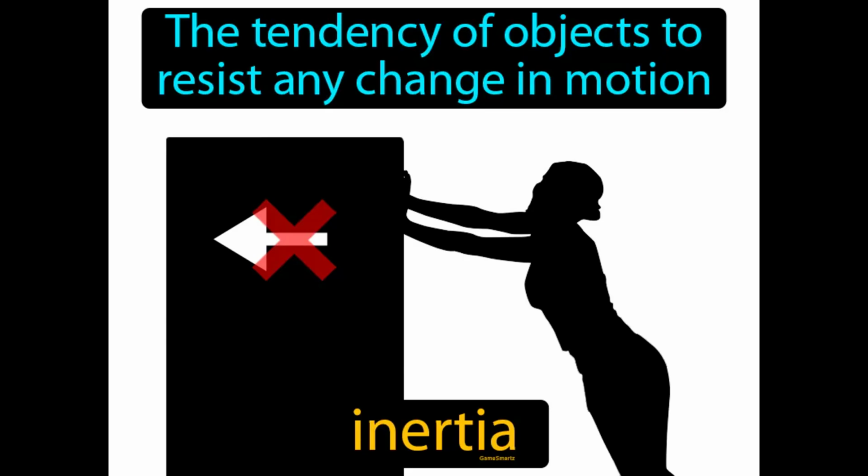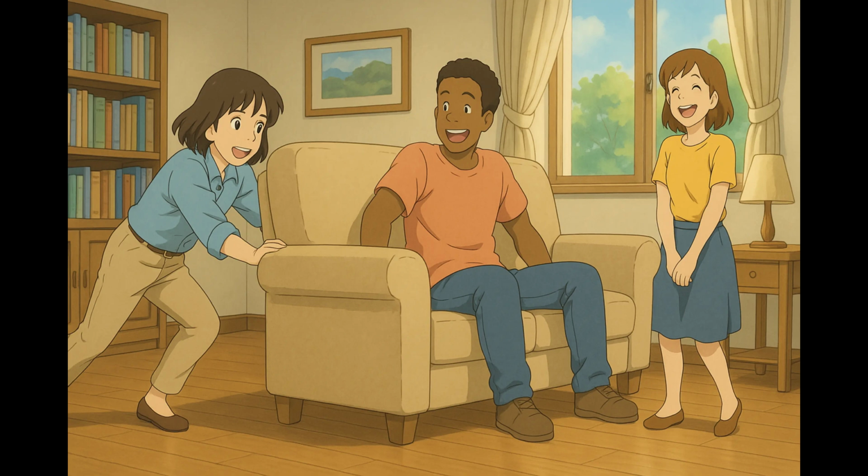The tendency of objects to resist any change in motion. Inertia. Inertia is an object's natural resistance to changes in its speed or direction. Imagine trying to push a heavy sofa across your living room floor.